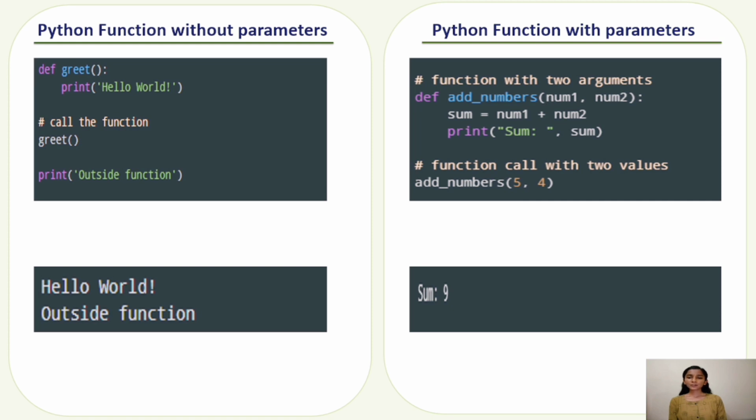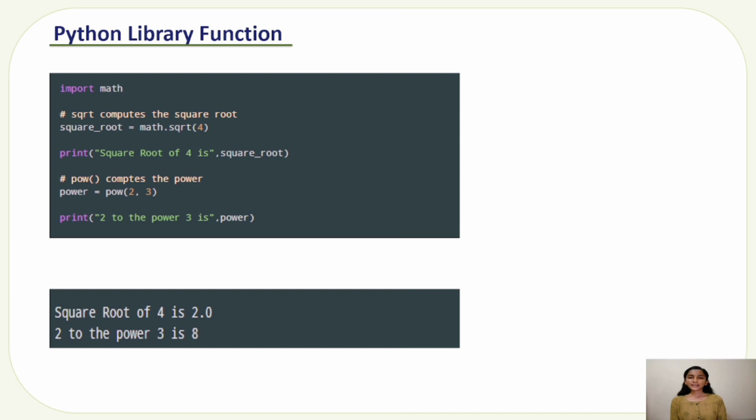The last line calls the addNumbers function with the arguments 5 and 4. This means num1 will be assigned the value 5 and num2 will be assigned the value 4. As a result, the sum will be calculated and give the output as 9. Now let's see an example for a Python library function.